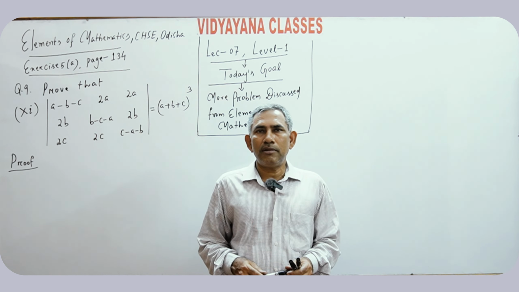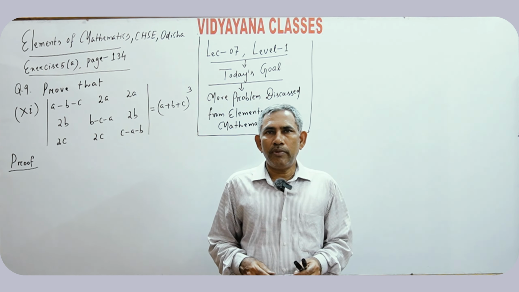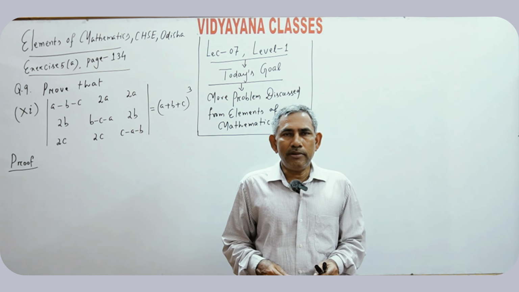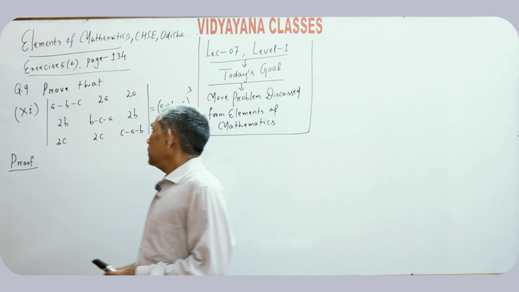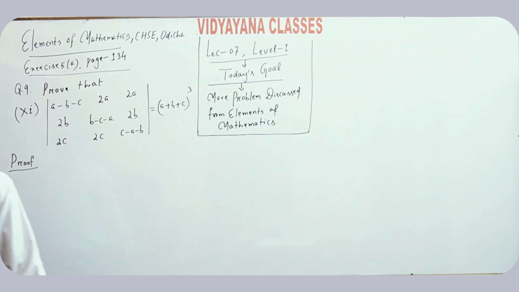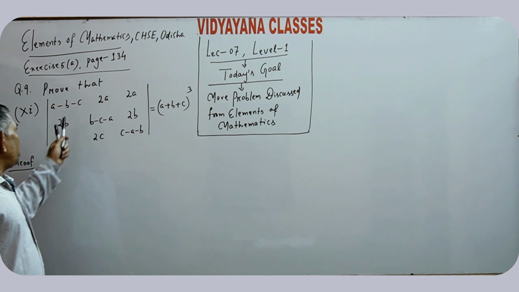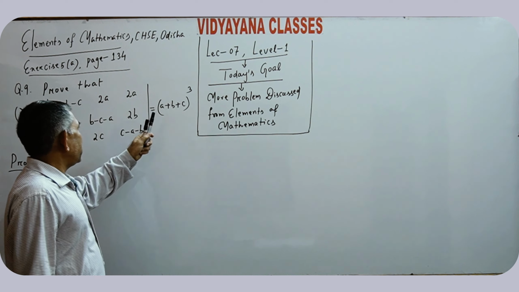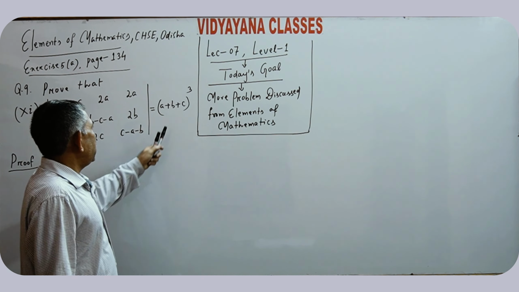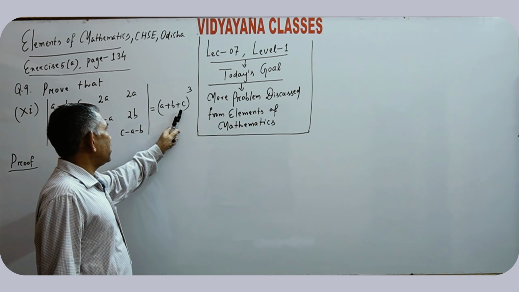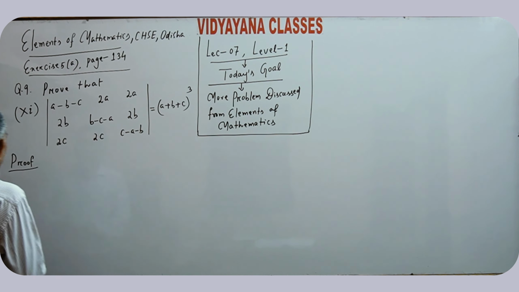Today we will discuss some more important problems from elements of mathematics. In lecture number 6 we have discussed question number 9 from first bit to 10th bit. Now we will discuss 11th bit. Prove that the value of the determinant is a plus b plus c whole cube.